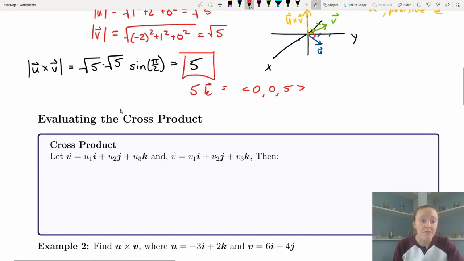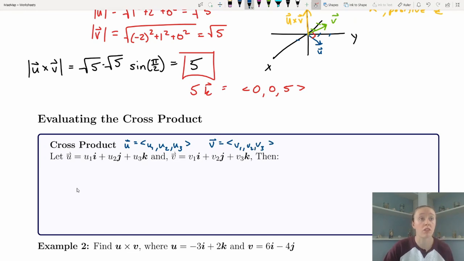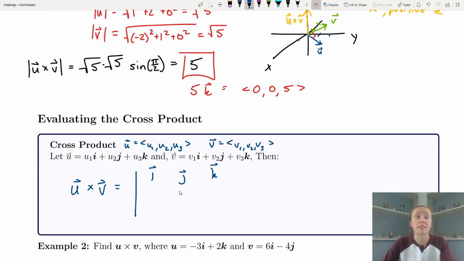So here we're going to actually evaluate that cross product. We're saying, let some vector U be U1, U2, U3 for each of the individual components. And vector V is going to be V1, V2, V3 for each of those individual components. So again, writing that out quickly in vector notation, the cross product of U and V is going to be made up of the determinants of individual matrices. So we'll have vector I, J, K, and then we'll list vector U directly below, U1, U2, U3, and then vector V directly below that, V1, V2, V3.